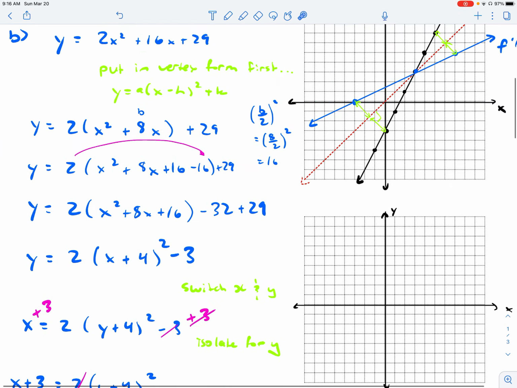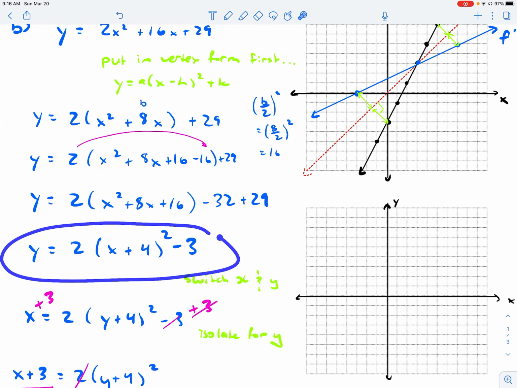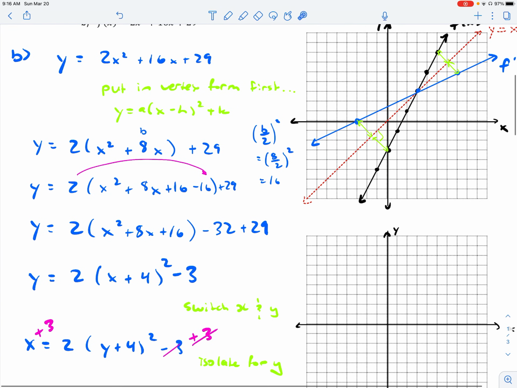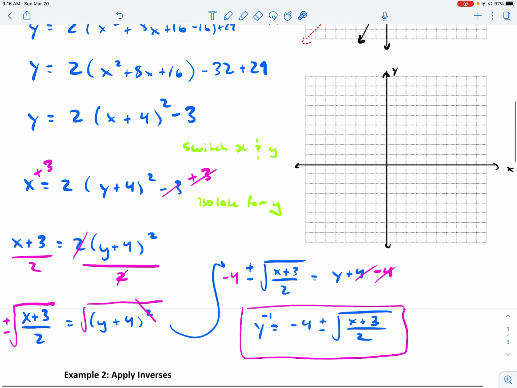I'd rather just work with my initial function right here. Instead of using this standard form, I like this vertex form a little bit better, because remember, I get the vertex from here, and it'll be pretty easy to get the graph for that. So let's go ahead and plot that. I will do this one in black.